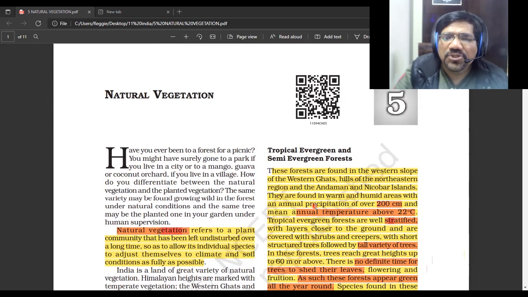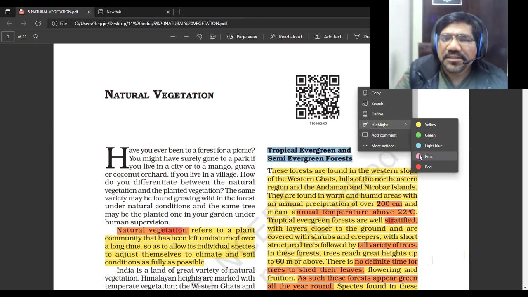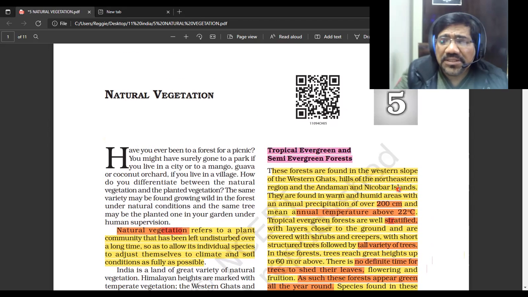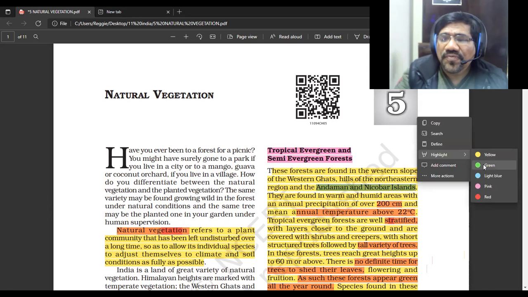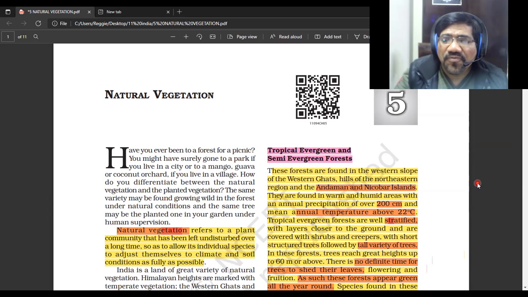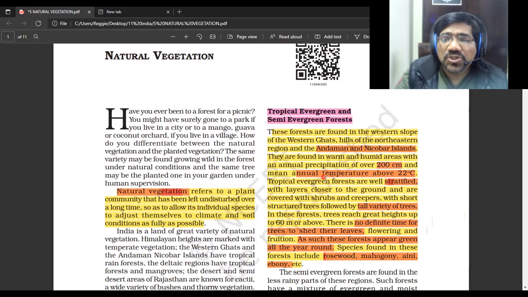Now the first forest we have to study is the tropical evergreen and the semi-evergreen forest. So what we need to do is to highlight this, and what do we find, that it is present in the areas where there is a lot of rainfall, like in Andaman and Nicobar Island. So we find this particular type of forest there, where rainfall is above 200 centimeter and temperature is above 22 degrees Celsius. This tropical evergreen forest has got layers which are stratified, and these trees are very tall, and the trees may reach the height of 60 meter.